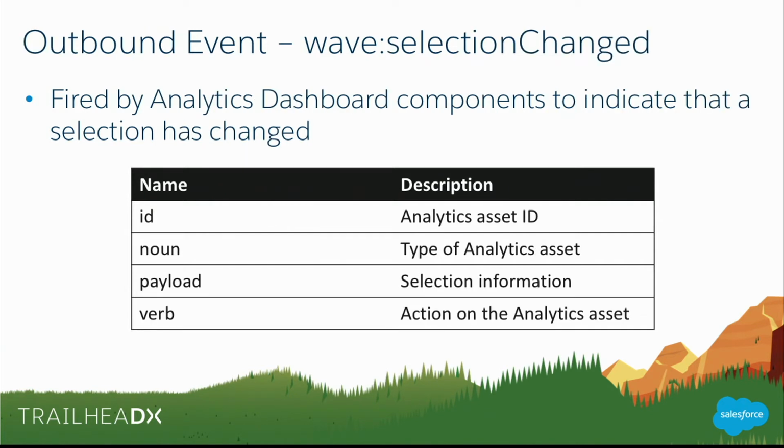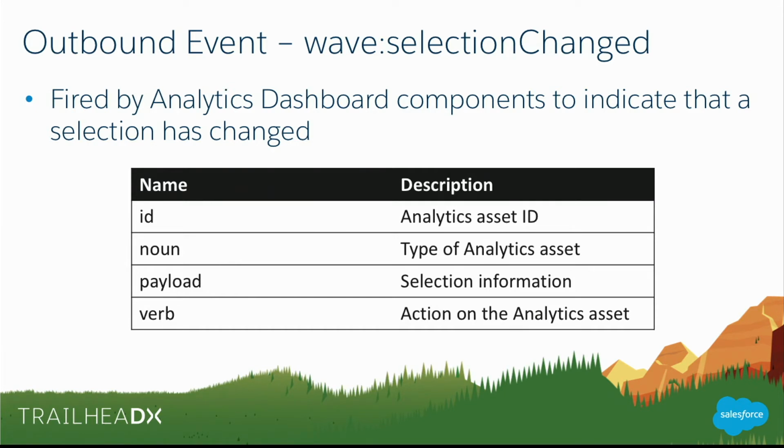And the second event that we have is an outbound event. It is fired by the dashboard component to indicate that the selection has changed. And when this event is fired, the event payload will have information about the ID, which asset actually fired this event. In our case, this will be the dashboard ID.